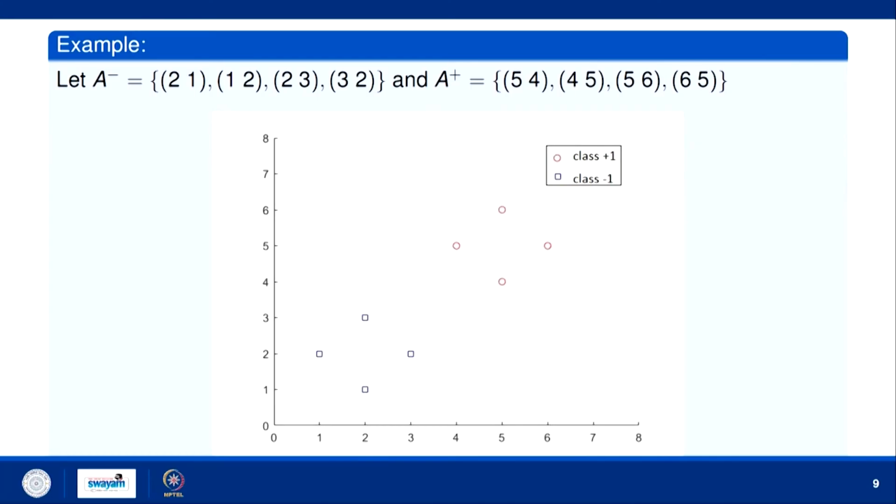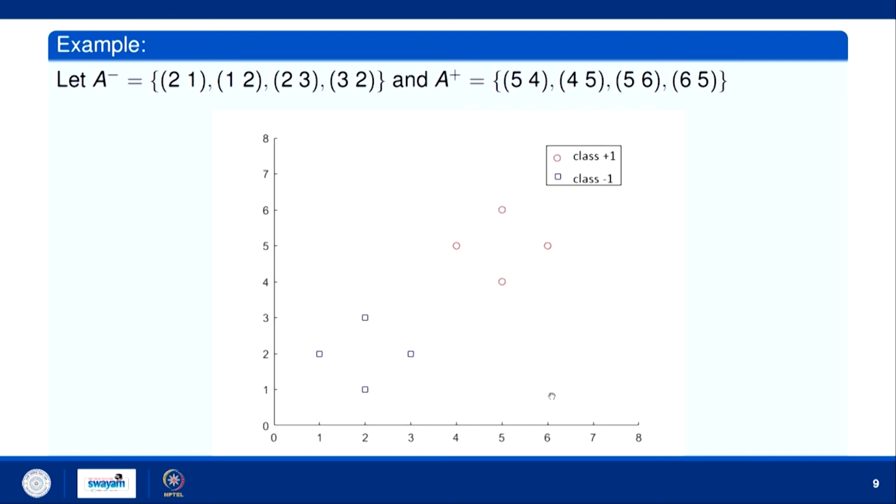Now, let us discuss one example. Here we are having two classes again, -1 and +1. These are the points (2, 1), this is (1, 2). These square boxes are the patterns in the -1 class, and these circular patterns are the patterns from the +1 class, and of course, these are linearly separable.